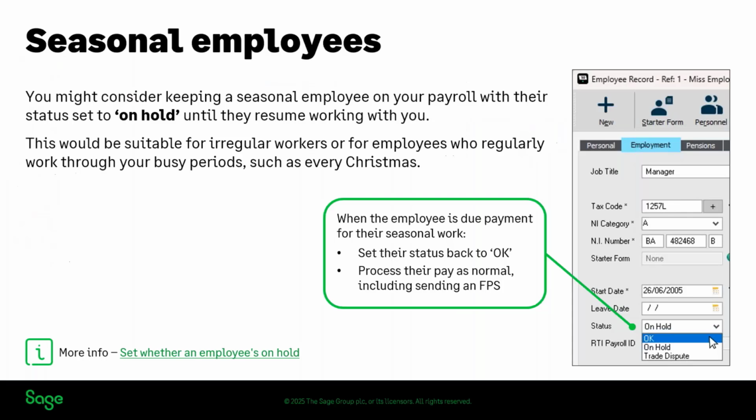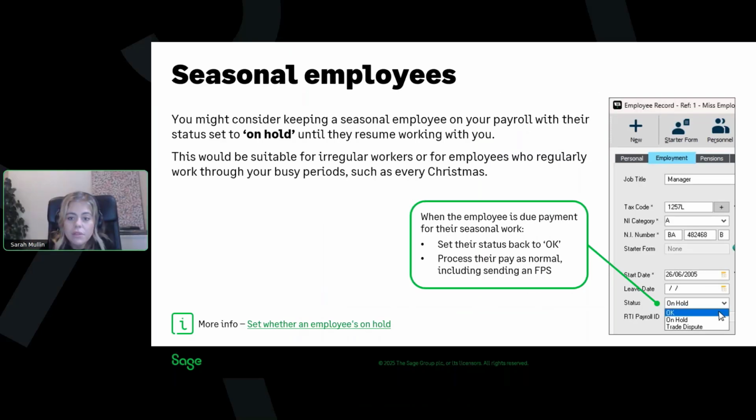So I do want to pop back to the slides and do a quick recap. So remember, when an irregular employee is due payment for seasonal work, all you need to do is change their status from on hold back to OK in the employee record. And then it is just a case of processing the pay as normal, including sending the FPS. And the FPS will notify HMRC that they're no longer on hold and they've now received payment from yourselves.